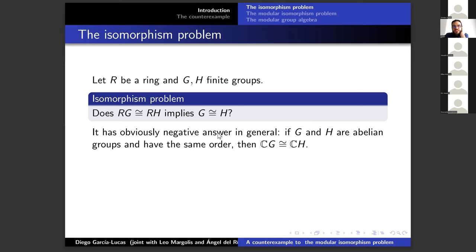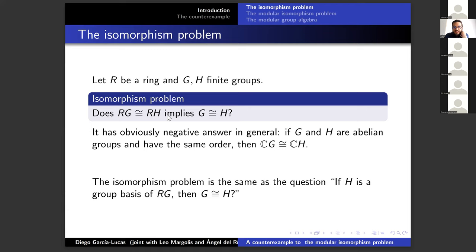This problem can be restated as a problem about group bases inside the same group ring. That is, the question is: if H is a group basis in a group ring RG, are G and H isomorphic? By a group basis, I mean a basis of RG as an R-module such that H is a group, that is, it is multiplicatively closed.